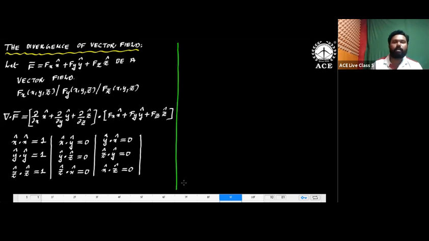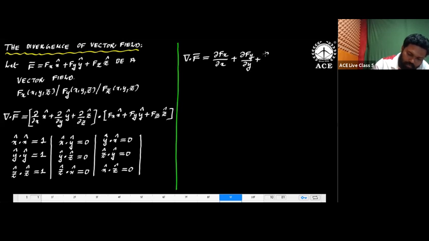So after performing the dot product, what are you going to get? You are going to get divergence of F is equal to dou Fx by dou x plus dou Fy by dou y plus dou Fz by dou z. Yes, so this is the divergence formula.